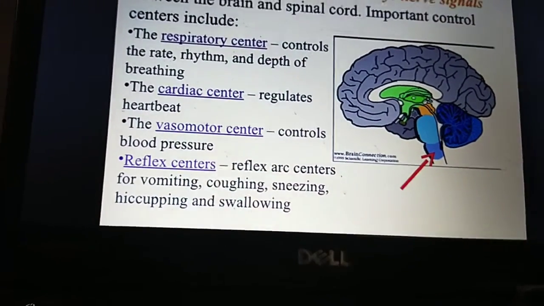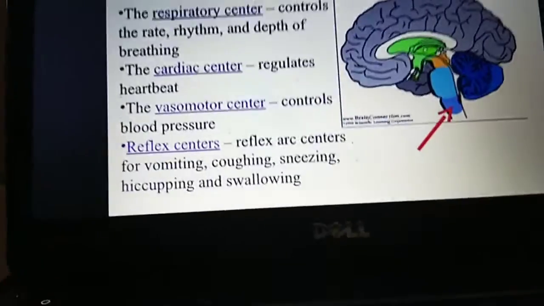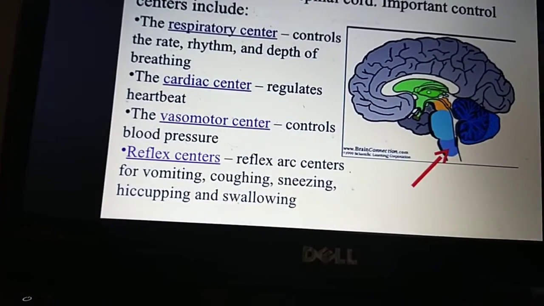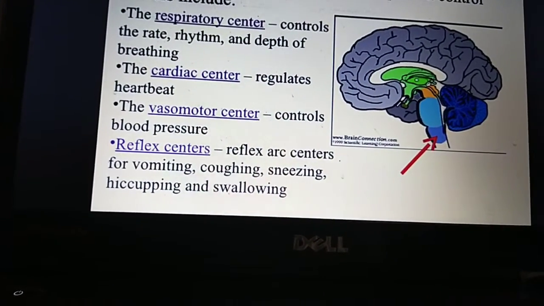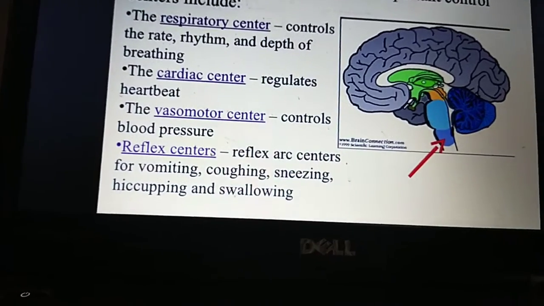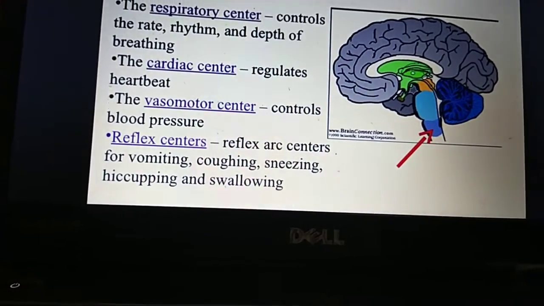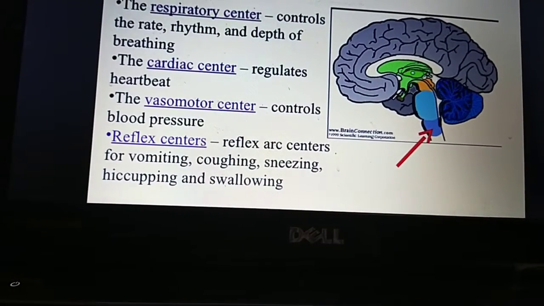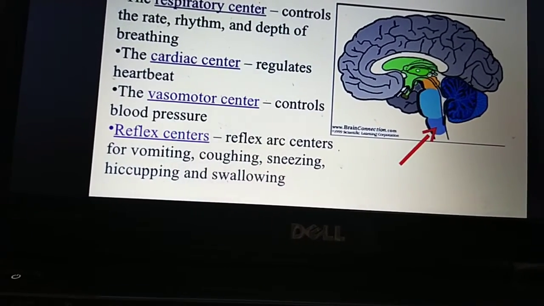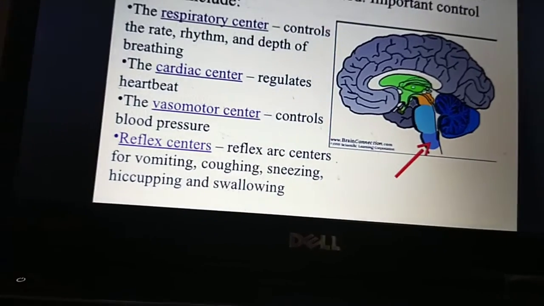The medulla oblongata mainly contains some important control centers: the respiratory center, the vasomotor center for blood pressure, the cardiac center for heart rate, and the reflex centers, mainly for vomiting, coughing, sneezing, hiccups, and swallowing.